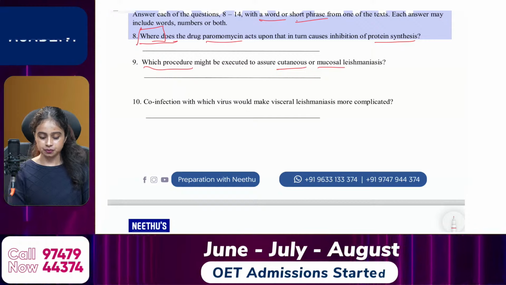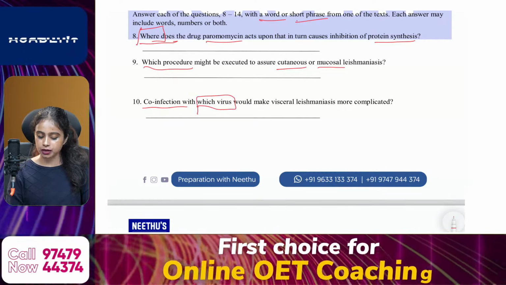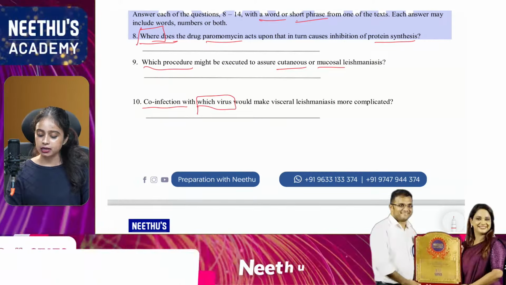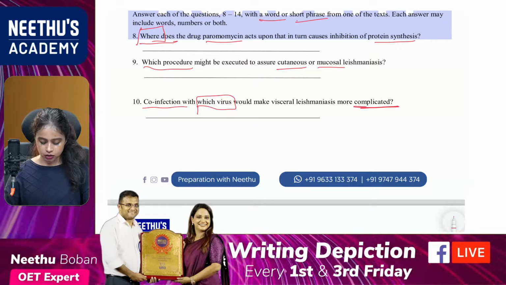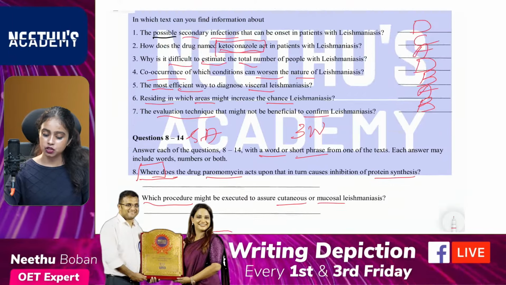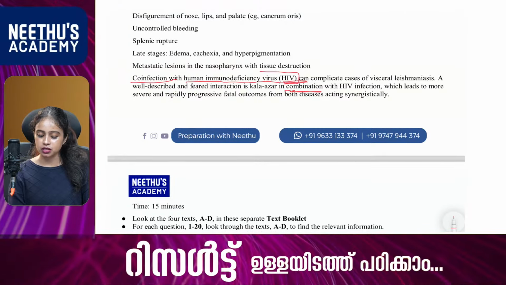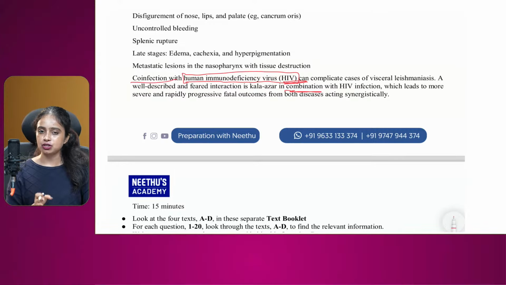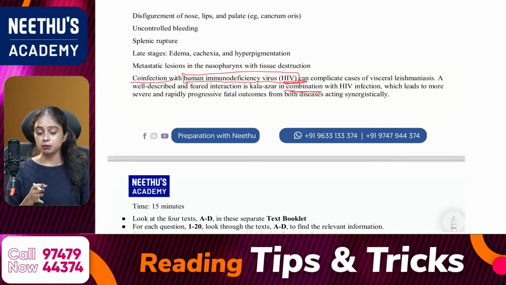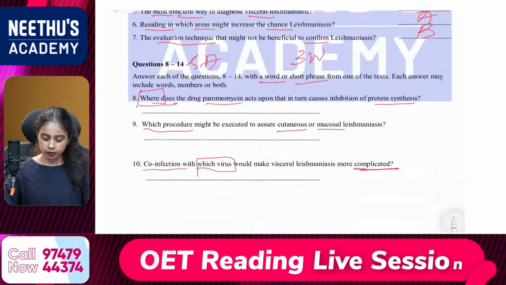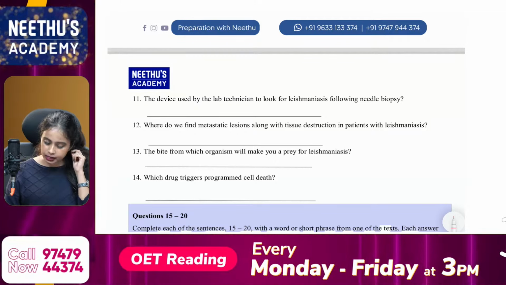Okay, then 10th one. Co-infection with which virus? So we need the name of the virus. Which virus would make visceral leishmaniasis more complicated? So which virus can make this condition worse? See the last one. Co-infection with human immunodeficiency virus. You can write the abbreviation or the full form. Both are correct. So either you can write HIV or human immunodeficiency virus. Yes, Jubi. Okay, Liji, Reba, Priya. Yes, HIV should be the answer.